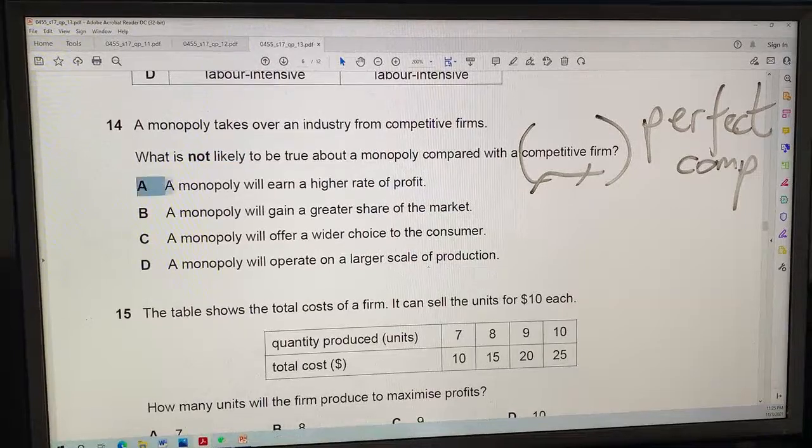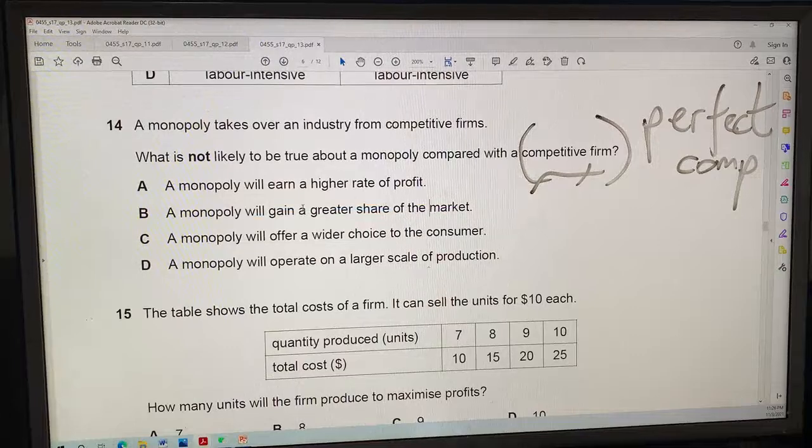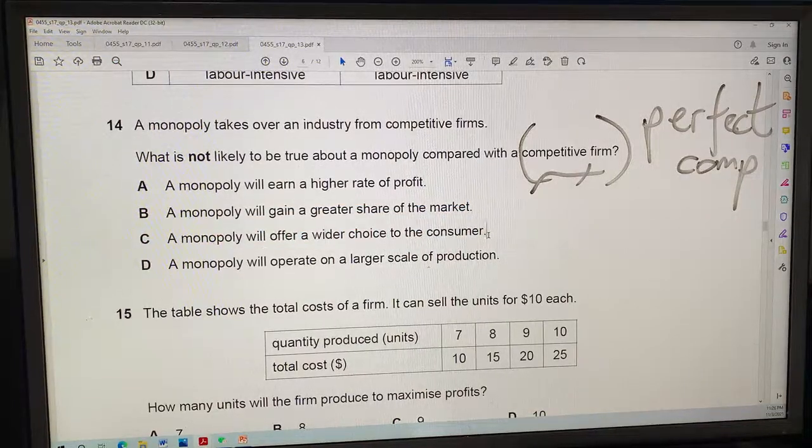Not likely. So A is likely. The monopoly will earn a higher rate of profit than the other firms. That's the whole reason to have a monopoly. B, a monopoly will gain a greater share of the market. Yes, the monopoly probably will have all of the market. If they take over an industry from the competitive firms, they're increasing their market share. So that's likely. C is a monopoly will offer a wider choice to the consumers. No.